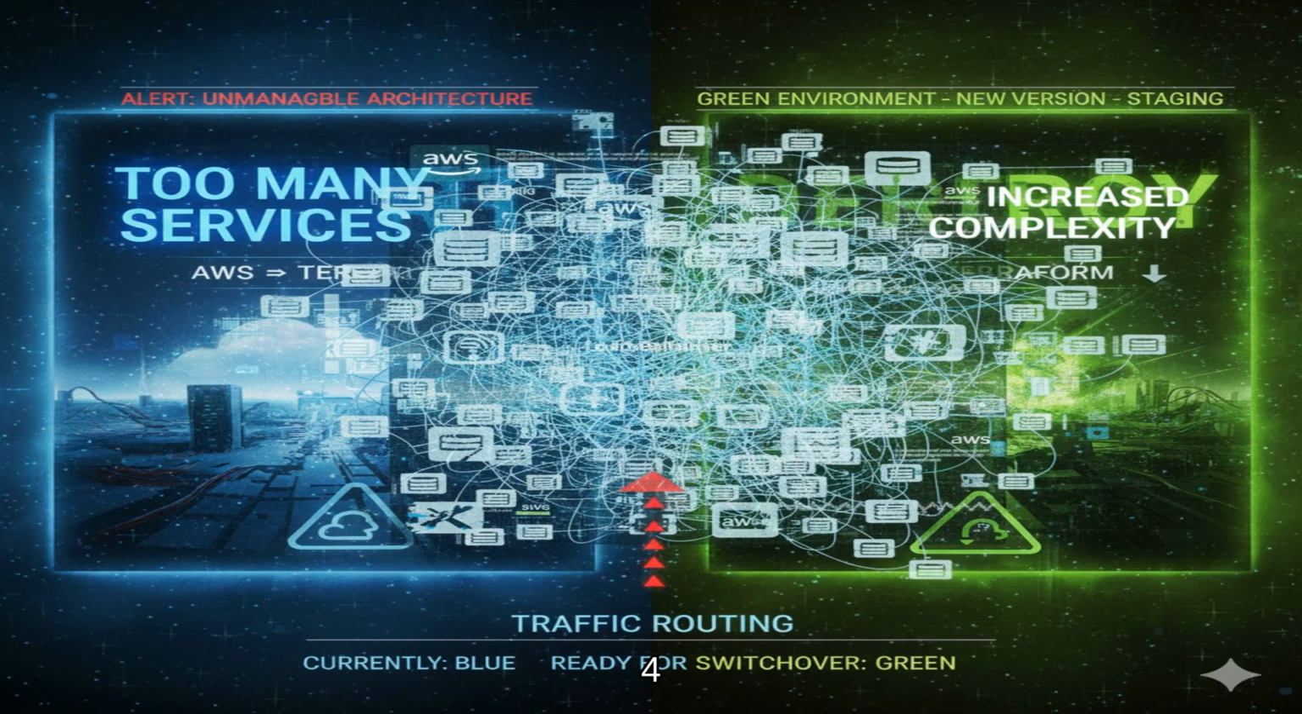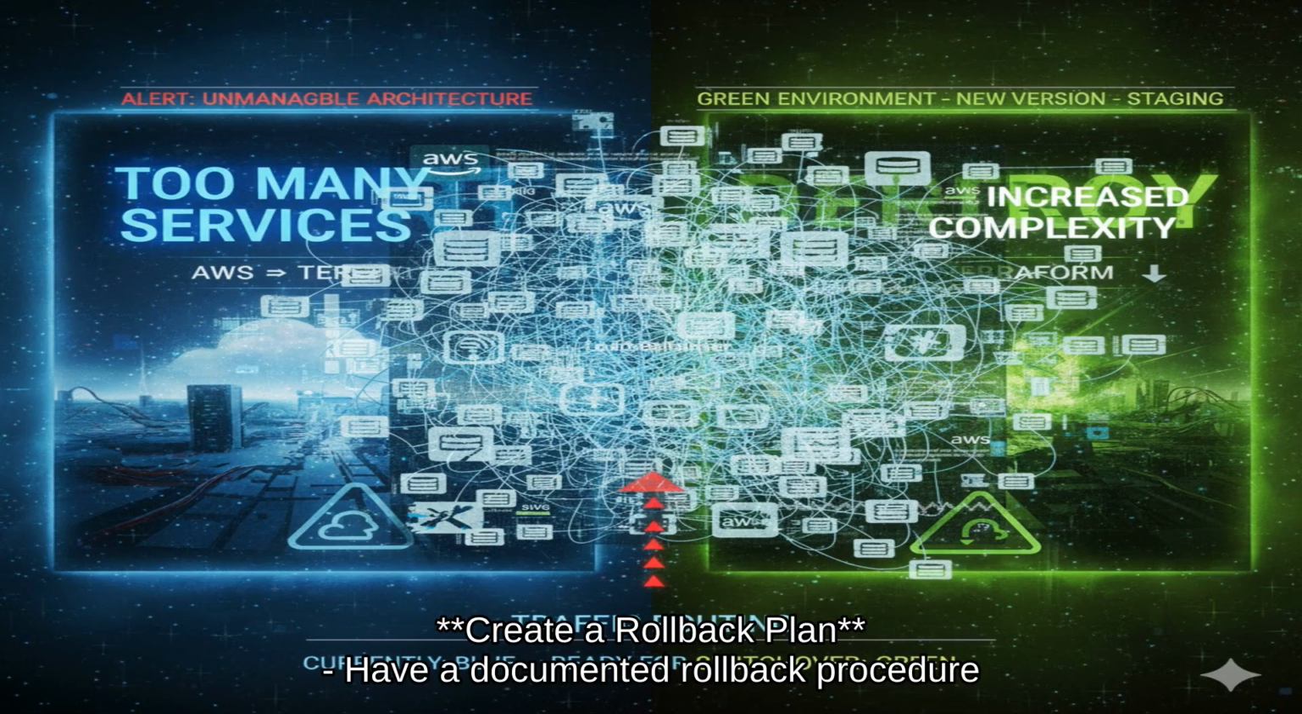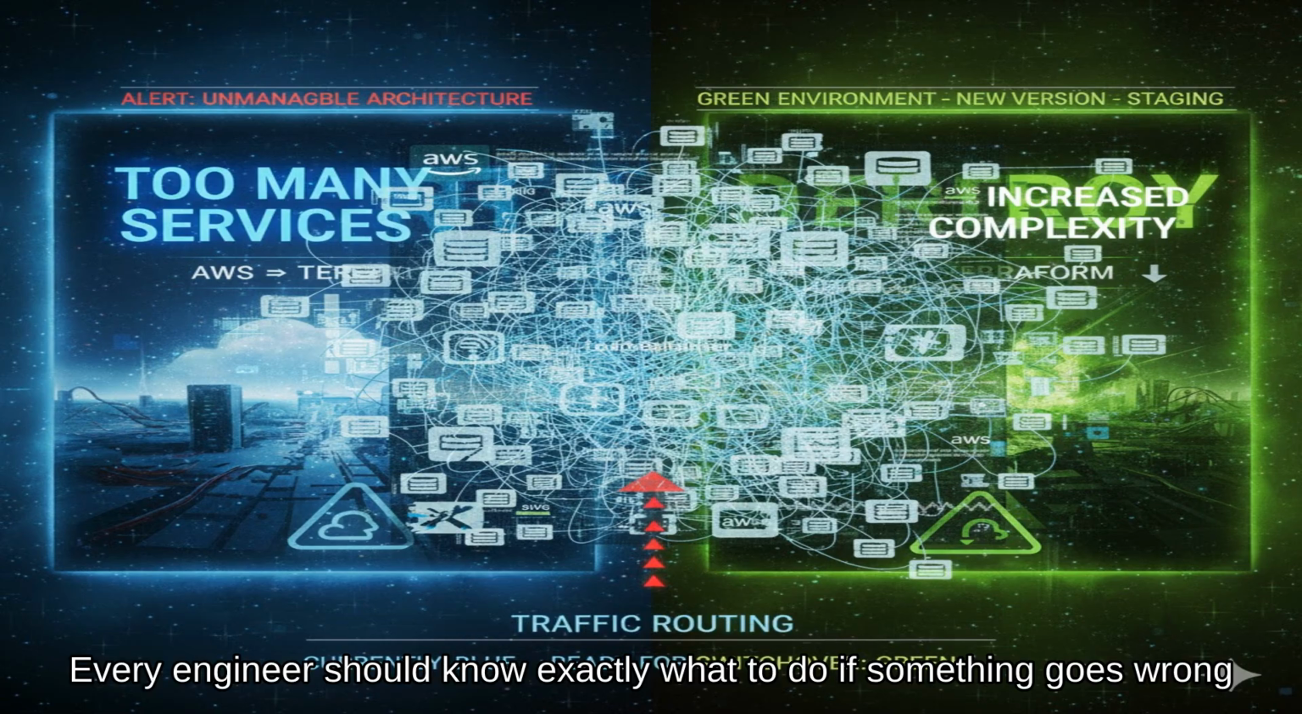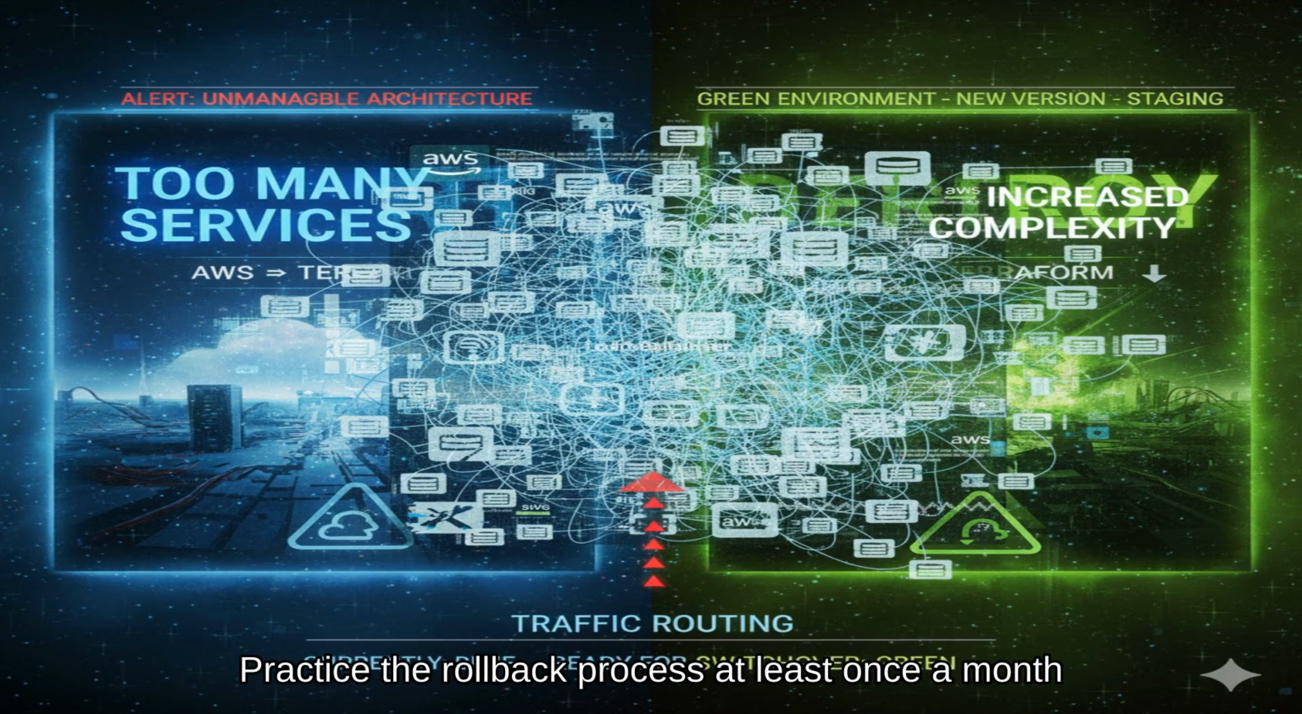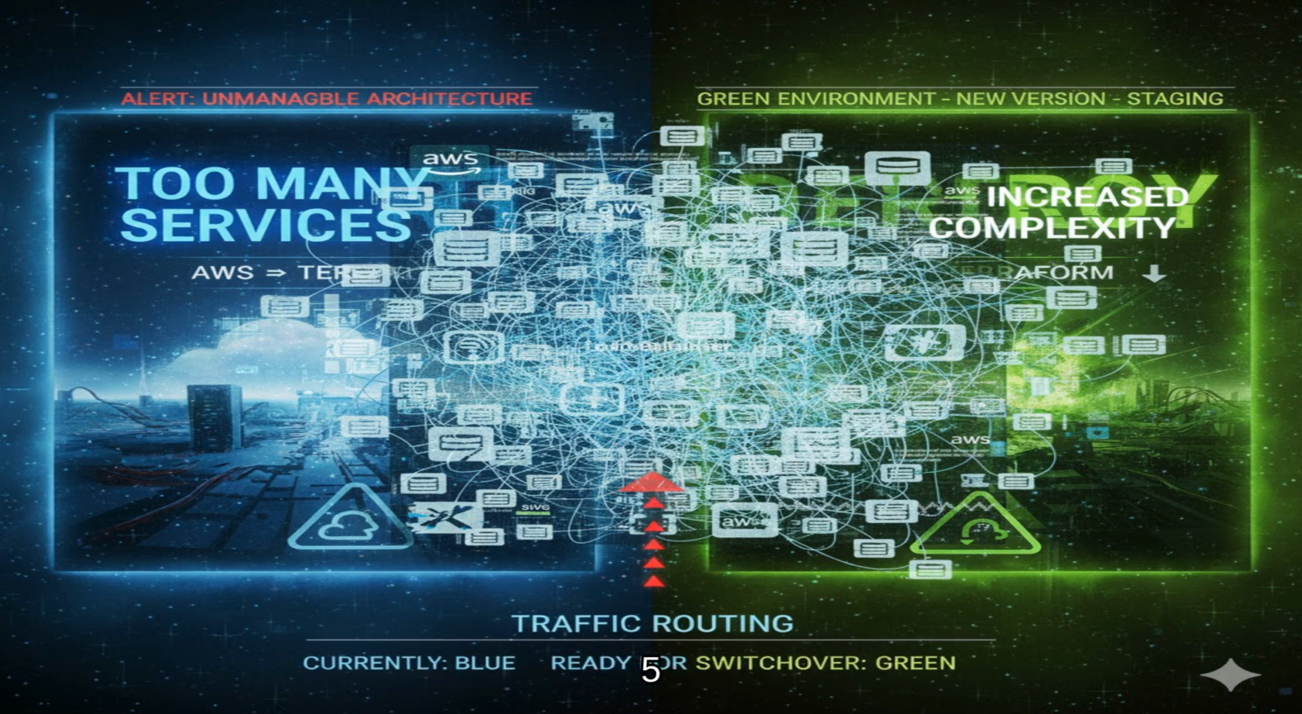4. Create a rollback plan. Have a documented rollback procedure. Every engineer should know exactly what to do if something goes wrong. Practice the rollback process at least once a month. This keeps the team prepared.